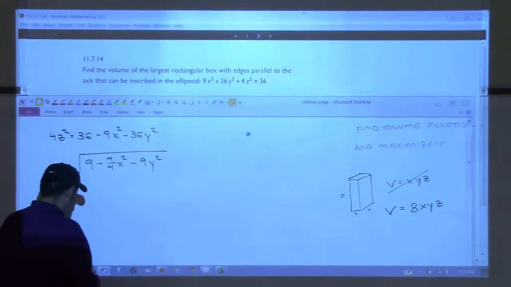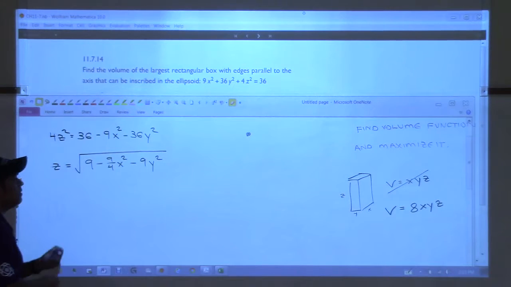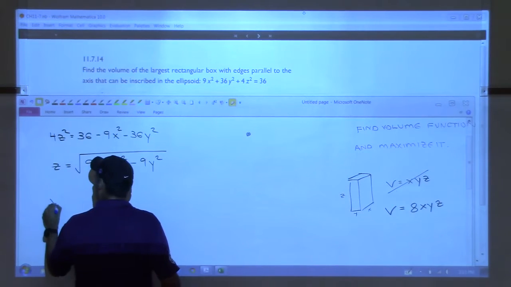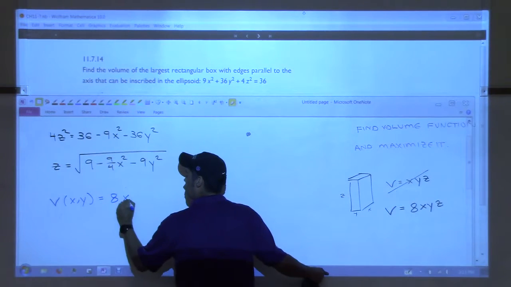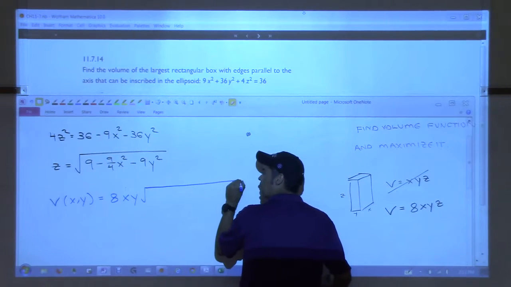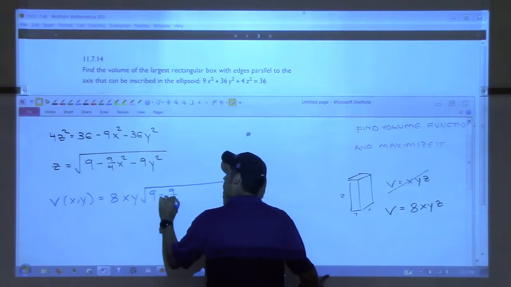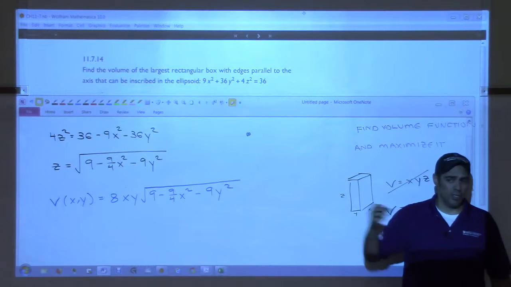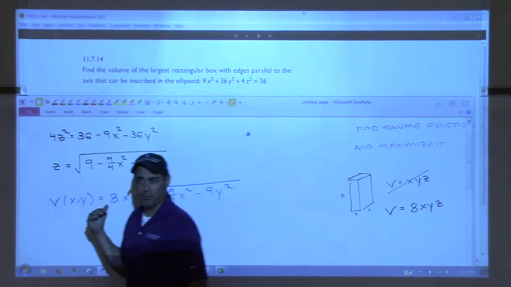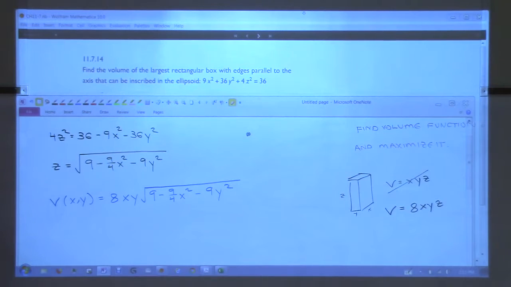So now here's where we are. We have that the volume of the thing we're looking for the maximum of is now a function of just two variables. It is 8xy times the square root of 9 minus 9/4 x squared minus 9y squared. That's the volume function. You give me x and y, I give you the volume of the box that's inscribed, right? So we've got it to a function of two variables, but now we need to determine, are we on a closed bounded region, or are we doing the capital D? So what do we have here?